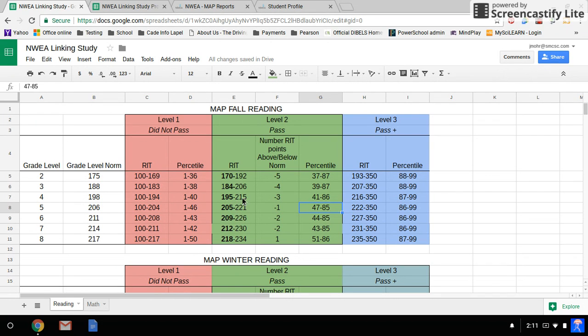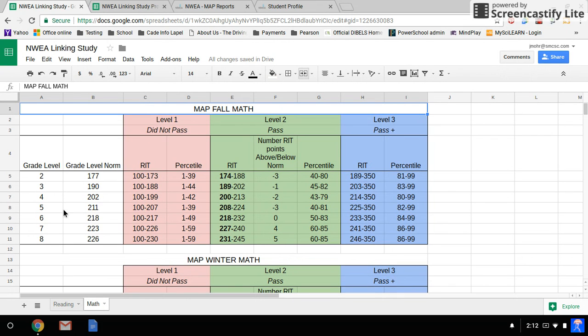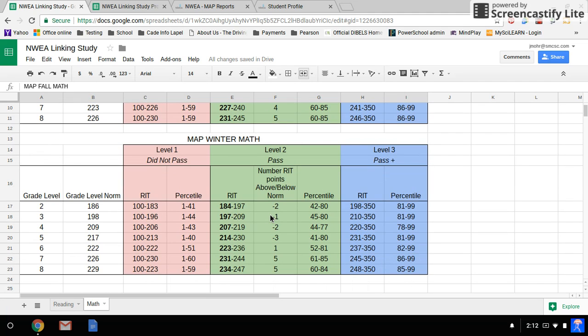The other thing that's very important is it does give you a percentile, and you can see we have a very wide percentile range here. Because of this, there is another table that we have put together that gives you the proficiency percentages. This table has reading, and if you click at the bottom, there is a math tab that will break it down for math for fall and for winter.